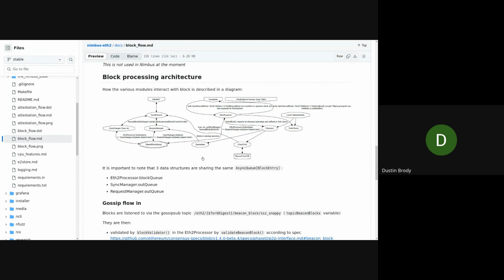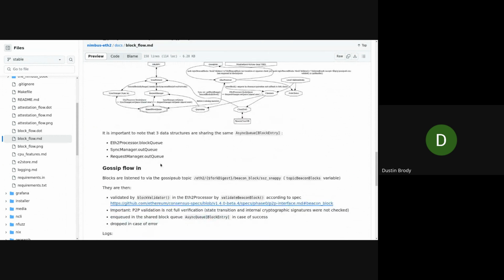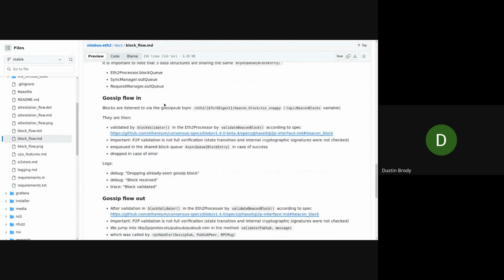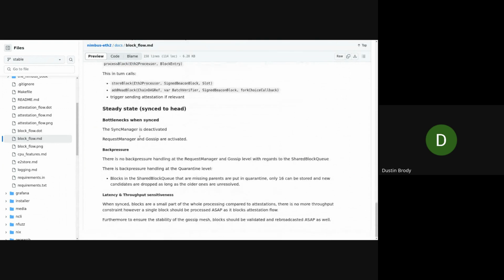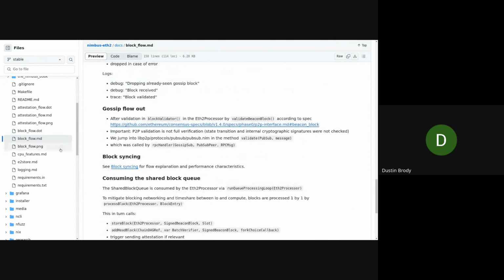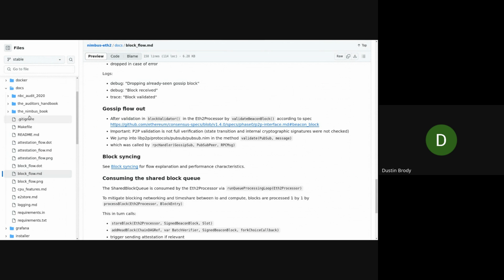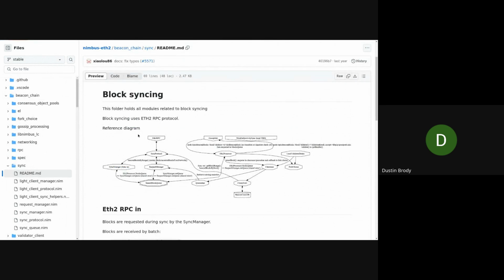So yeah, and the names have changed in some cases, but the gossip flow is basically accurate. I mean, we go through and it describes what I've been getting at. So yeah, we do have some architectural documentation in this regard, and we have syncing as well.